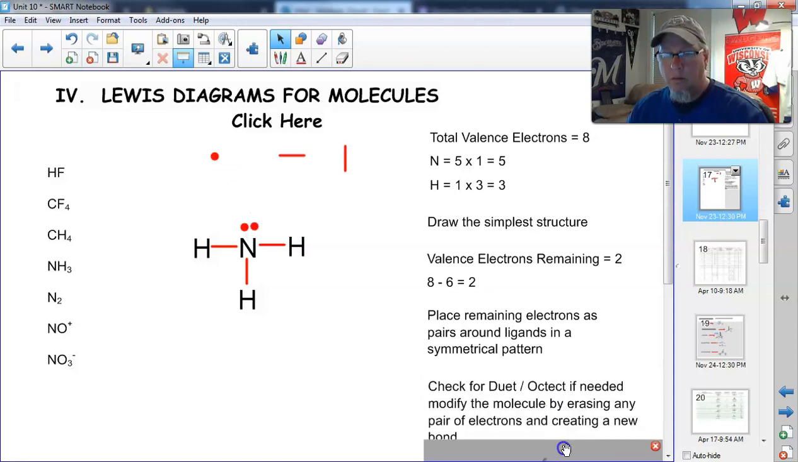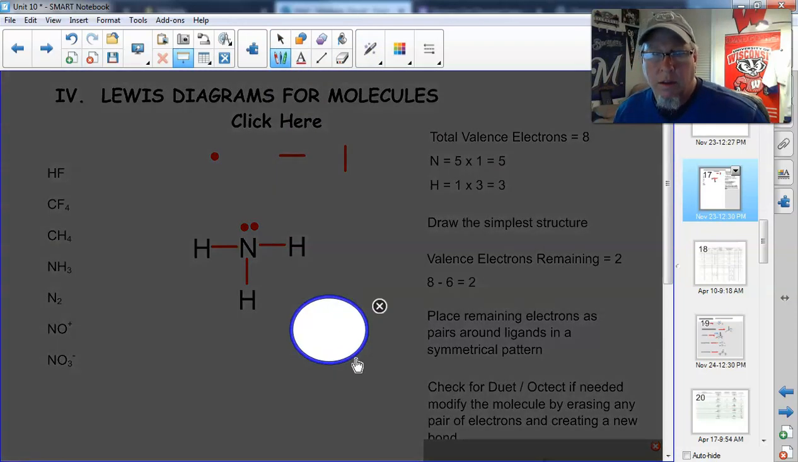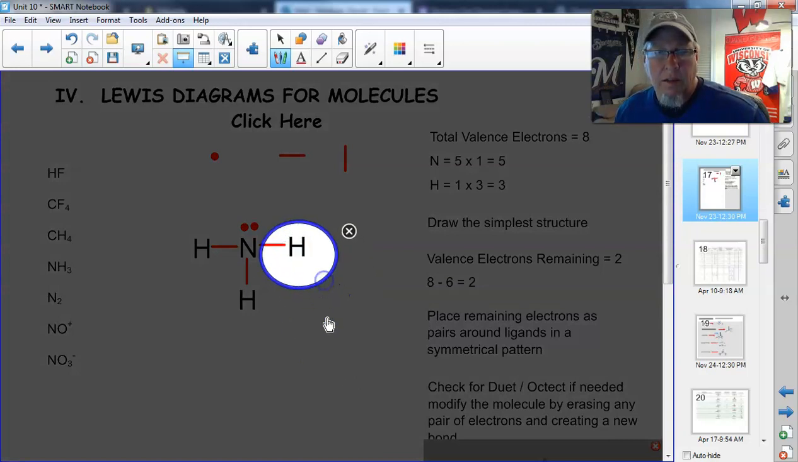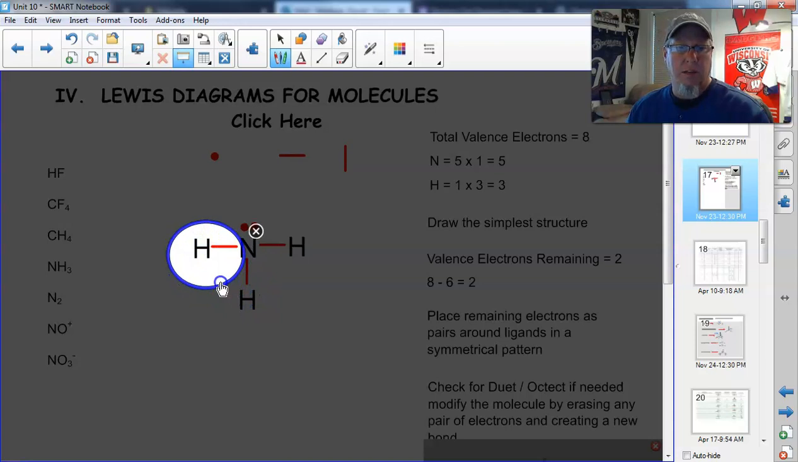And now, when I check for the octet or duet, I can get my magic pen back out. I can draw a little circle here. There we go. If I take my circle, that hydrogen's happy. It has 2 electrons by it. This hydrogen is happy. It has 2 electrons by it. This hydrogen is happy. It has 2.